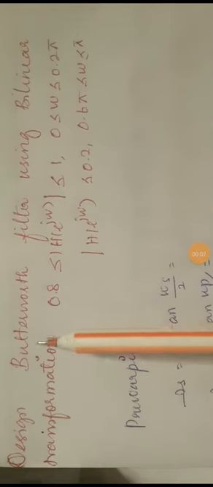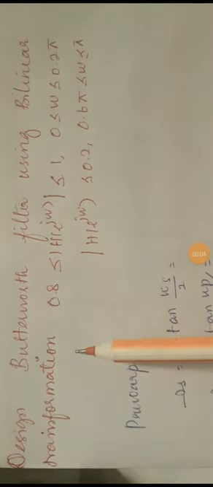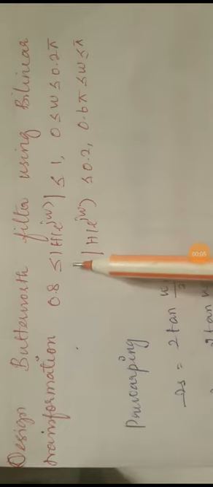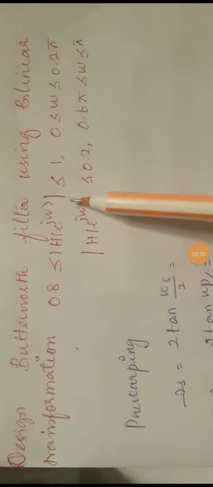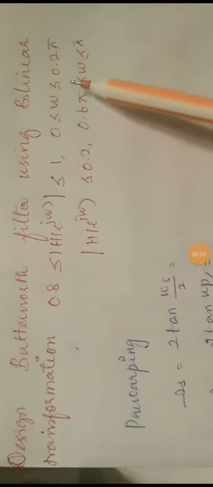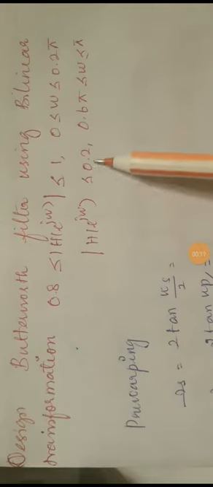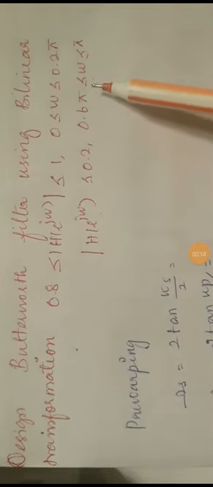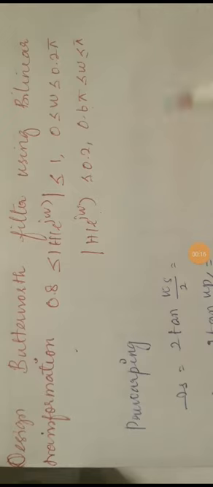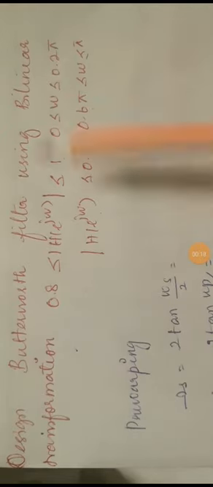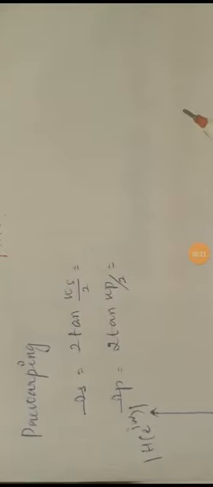In this video, design of Butterworth filter using bilinear transformation with the specifications here. From 0.0 to 0.2 pi, the modulus of H of e power j omega is 0.8, and from 0.6 pi, the modulus of H of e power j omega value is 0.2. Since it is a bilinear transformation digital filter, we have to apply the pre-warping first.